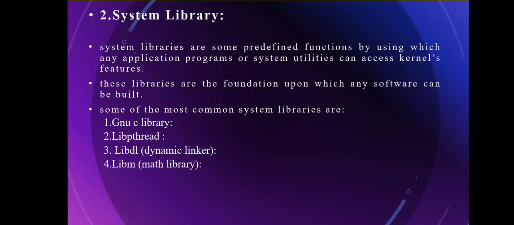Some of the most common system libraries are GNU C library, libpthread, libdl (dynamic linker), libm (math library). GNU C library is the main system library in Linux that provides basic functions like input, output, memory handling, and file operations.